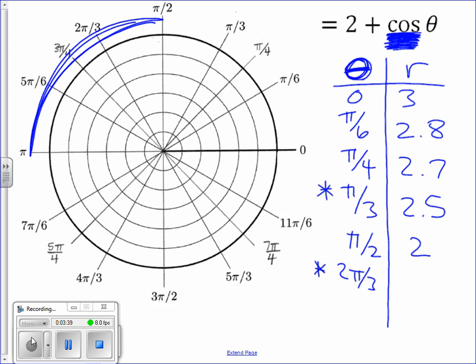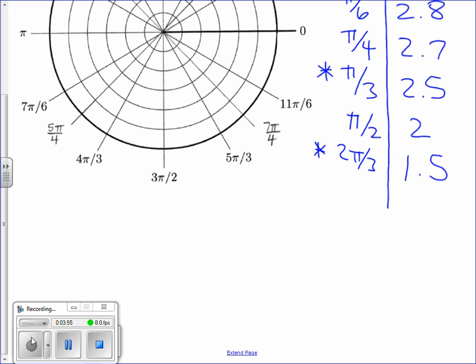Because once we get into these angles, all of these angles on the unit circle have negative x coordinates, which is what we're taking when we do cosine. So if I have 2 pi over 3, the cosine of 2 pi over 3 is negative 1/2, and this, when I add that to 2, is 1.5.